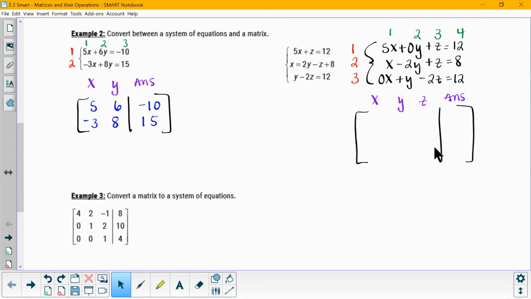X, Y, Z, answers. Then from my first equation, I get 5, 0, 1, 12. From my second equation, I get 1, negative 2, 1, 8. And then I get 0, 1, negative 2, 12. Be super careful when your equations are all mixed up like this. You want to make sure they are in order, otherwise your matrix is wrong.